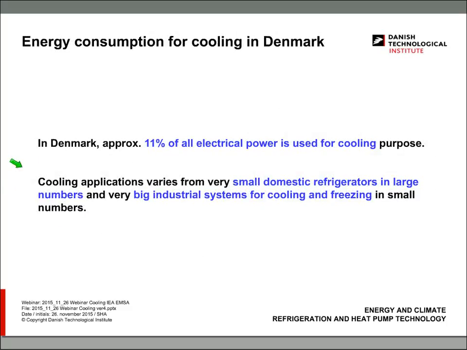So to come back to the introduction, you can see that in Denmark, if we calculate the amount of electrical energy used for cooling, it's actually about 11-12%. It's quite a lot, and perhaps half of it is for domestic refrigerators and freezers, and the rest for commercial or industrial applications. So we have a lot of very small domestic refrigerators in a very large number. And then we have industrial or commercial systems for cooling and freezing in limited numbers, but still enough to perhaps cover half of the electrical power used.